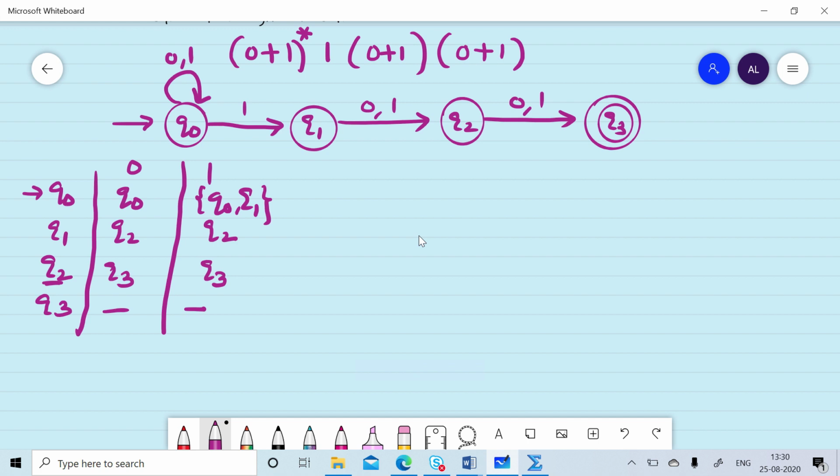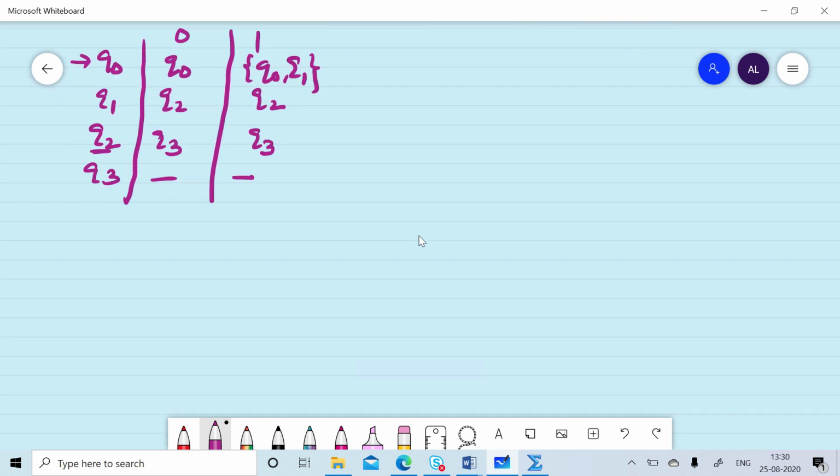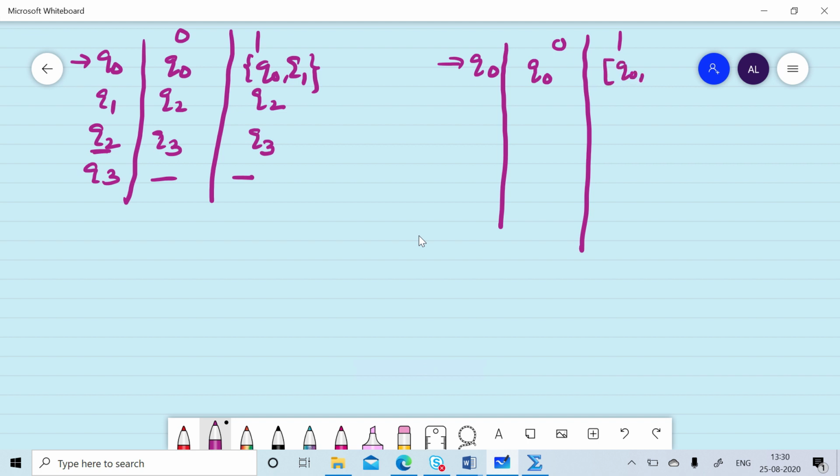Now we will convert this NFA into DFA. So Q0 will be the initial state in the DFA. On reading 0, we will move to Q0. On reading 1, we will move to Q0, Q1. Consider Q0 as the initial state. On reading 0, there will be a self loop. On reading 1, we will move to the state Q0, Q1.